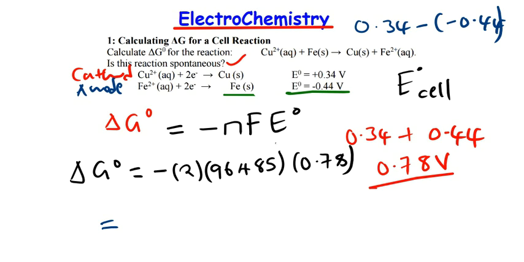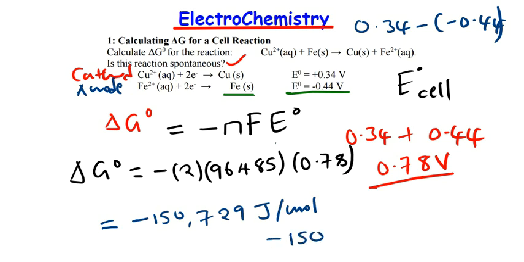What will happen here is we're going to have a value of negative 150,729 joules per mole. If you want, you can divide by 1,000, so it just becomes negative 150.7 kilojoules per mole. These are the units for the standard free energy. Take note of it. It's energy, so joules makes sense, and of course the mole comes from the equation itself. So this is our answer.